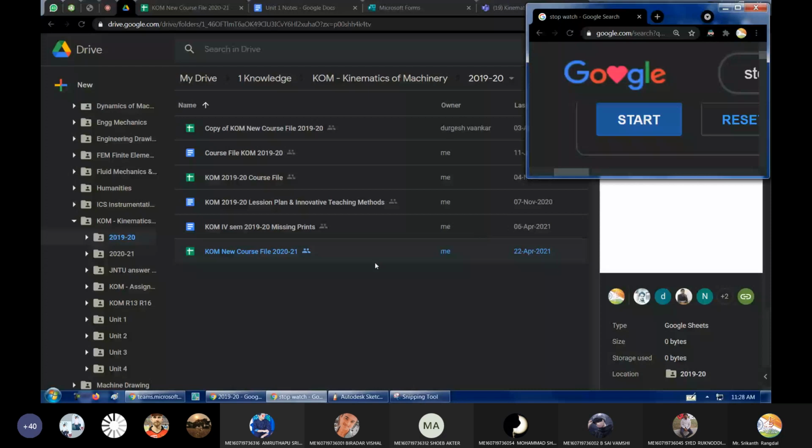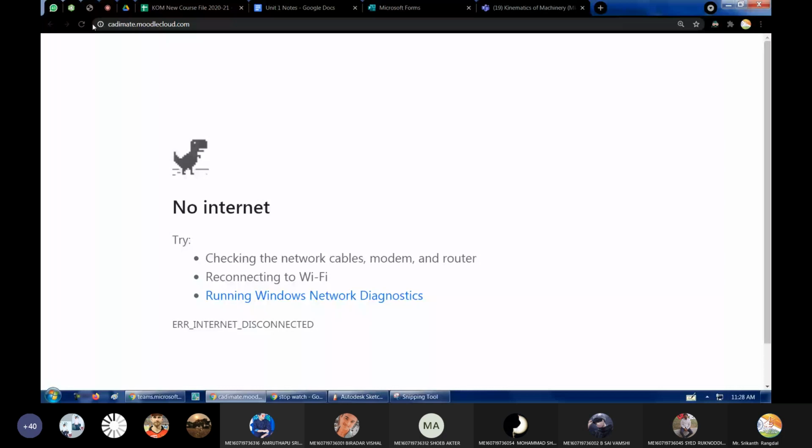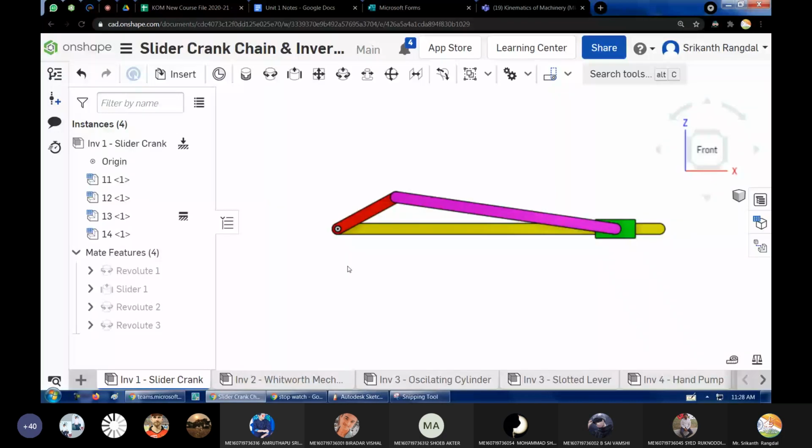So anyone who is interested in contributing in any way, either to the notes or with the CAD models, they can just send me a direct message, and I will involve you in the team.